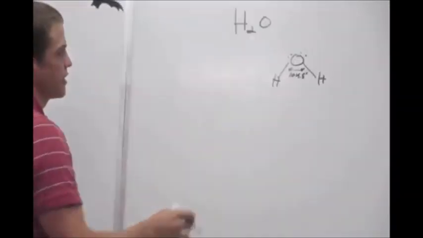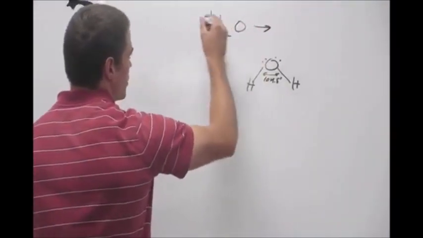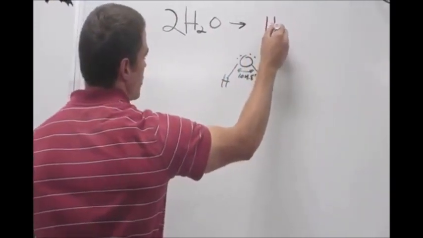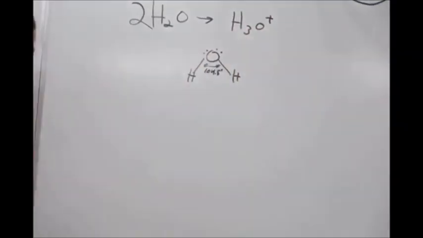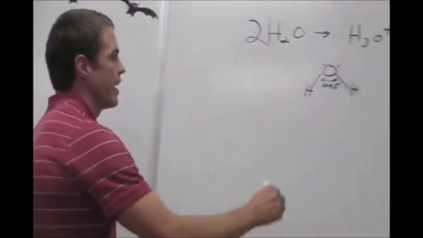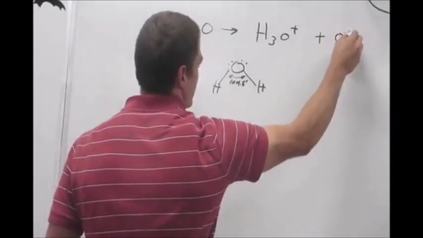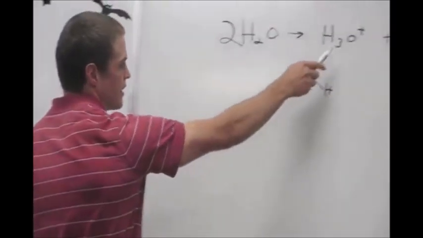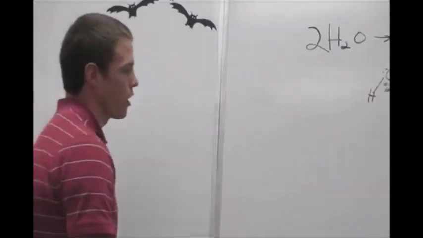So water exists in equilibrium. Basically, 2 water molecules are converted into this little guy right here. This is the acid, the hydronium ion, and the hydroxide ion. This is the base. You can kind of think of it like that. And I'm going to explain how this happens with water.